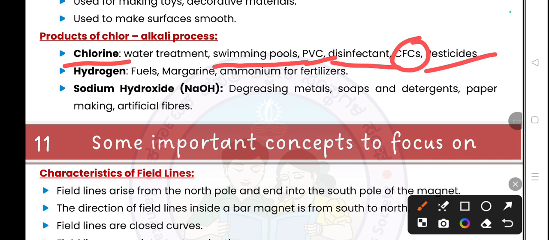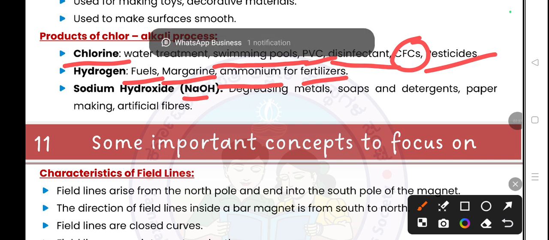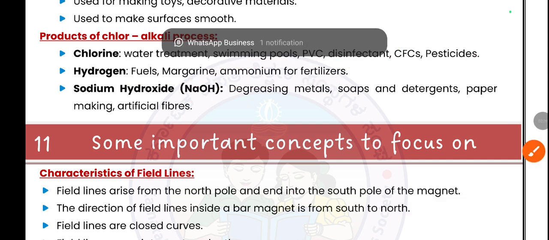Next one, hydrogen. Hydrogen is used as fuel, in margarine, and in ammonia for fertilizers. The next one, sodium hydroxide, NaOH. What it is used in.